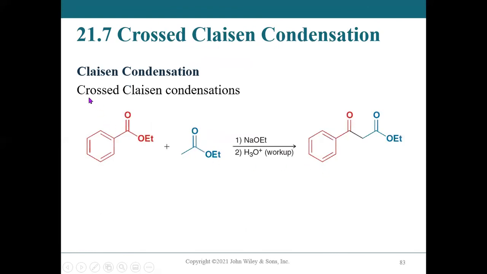And we also can have the cross Claisen condensations, ester with ester. And again, you want to direct it so that one ester doesn't have the alpha hydrogen. In this example, this red ester doesn't have the alpha hydrogen.